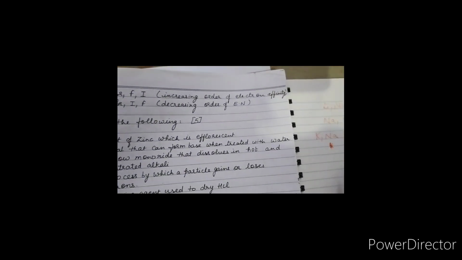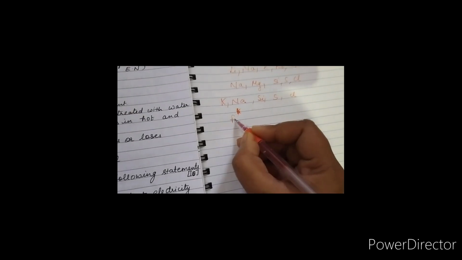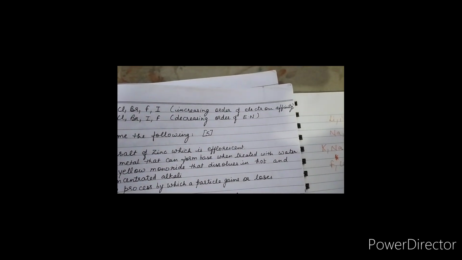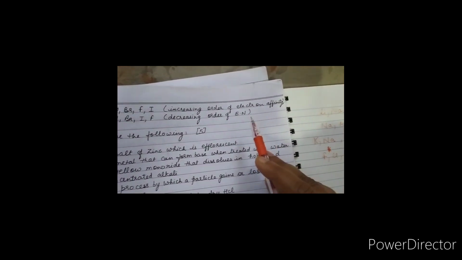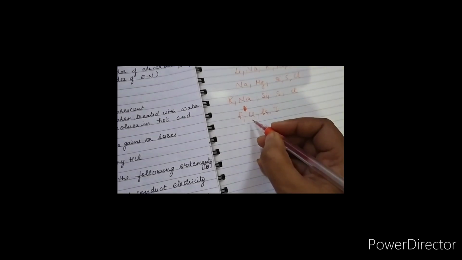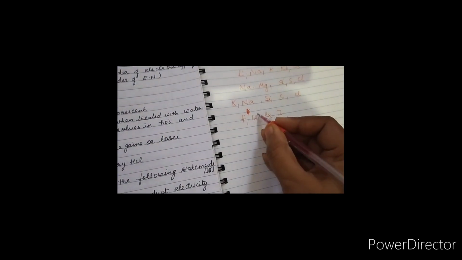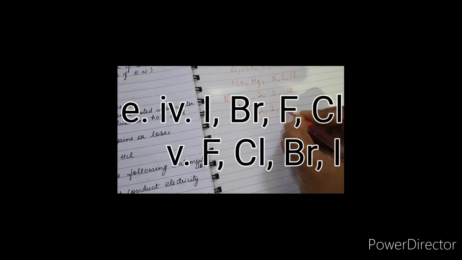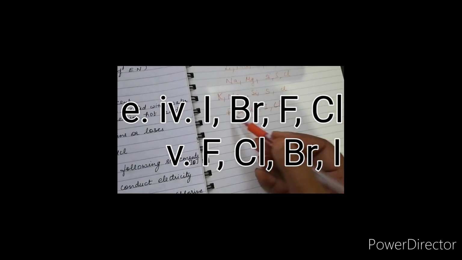Next is number 4th, fluorine, chlorine, bromine, iodine in increasing order of electron affinity. So first I will arrange according to the periodic table: fluorine, chlorine, bromine and iodine. And let's see here in increasing order of electron affinity. As you all know, the highest electron affinity is of chlorine, and you have to put in increasing order. So this will go in the last. Increasing order: fluorine, bromine, iodine and chlorine. Increasing order of electron affinity.